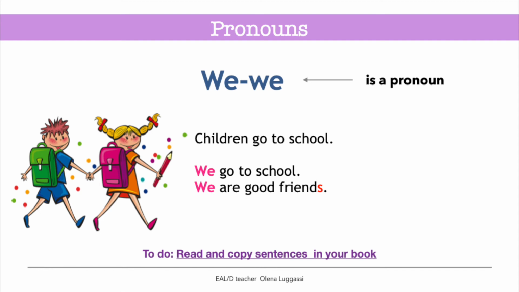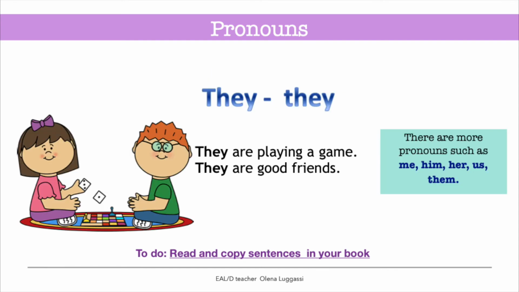Anna and Mark are friends. Now let's try replacing two nouns, Anna and Mark, with a pronoun. Our new sentence would be they are friends. They are good friends. So the word they is a pronoun because it's replacing the nouns Anna and Mark. They are playing a game.